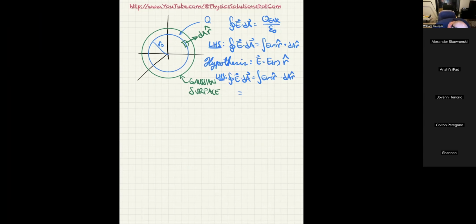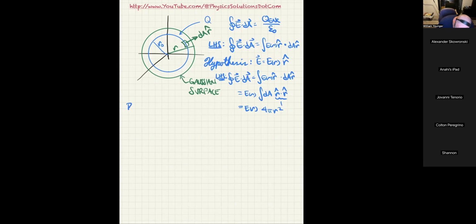So this is going to become E of r, and it's a constant, so it can come out in front. And then I've got the integral dA, and then I have r hat dot r hat, which we already know is 1. And we know, therefore, that the left-hand side is E of r times 4 pi r squared, because that's the surface area of a sphere.